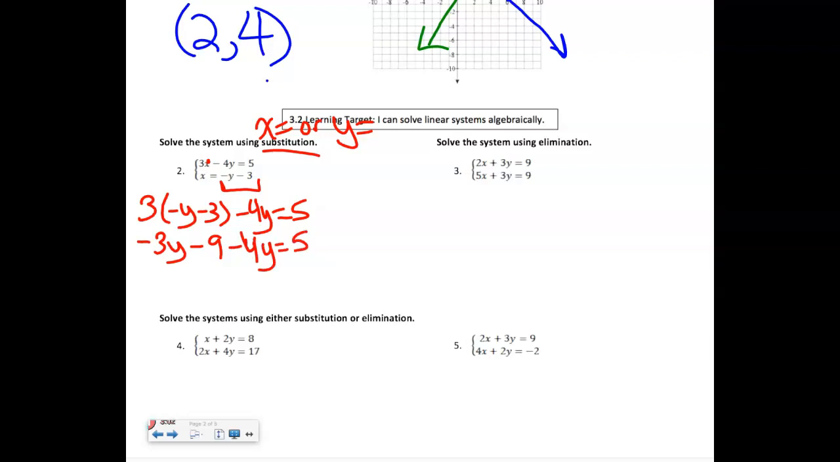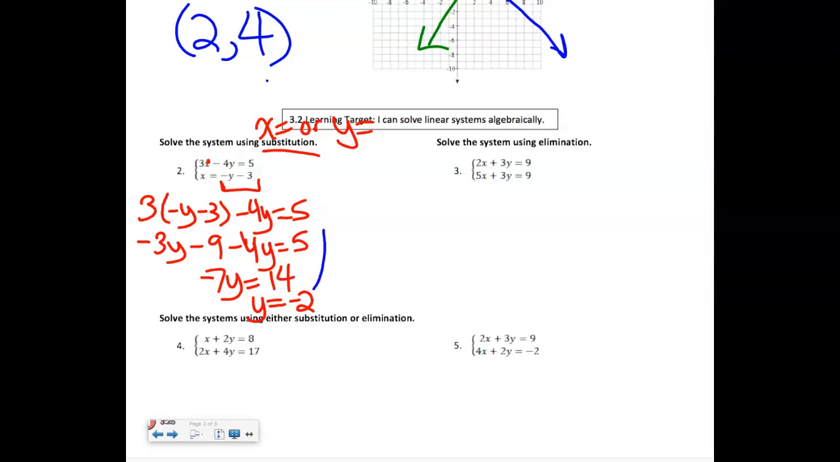Okay. Next thing I'm going to do, I'm going to add my 9's and get my y's together. So altogether I have negative 7y. And when I add over this 9, I'm going to have 14. My last step, I'm going to divide, and y is going to equal negative 2. Reminder, you're not done. We have to write this as an ordered pair. So I have to find my x.